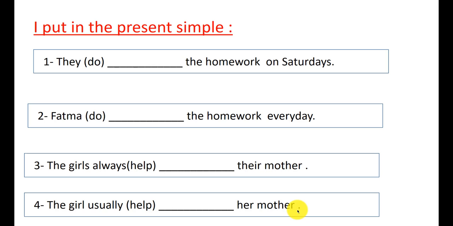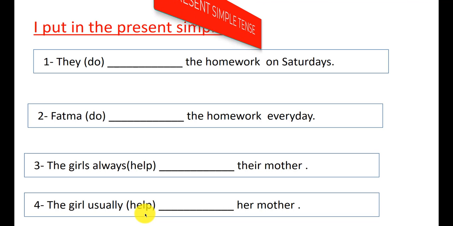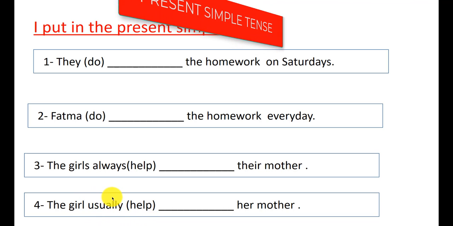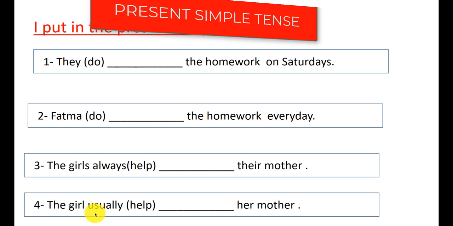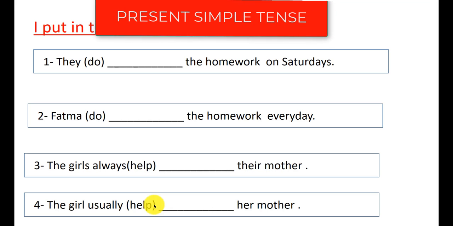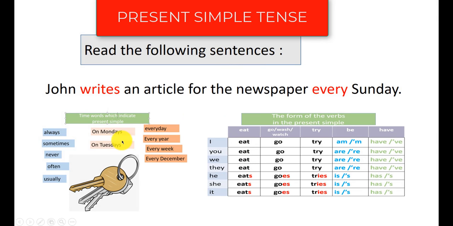Number 4. The girl usually, the verb is help, her mother. We have to put this verb in which tense? Yes, we have to find the time word. What is the time word here? Yes, it's usually. Okay, so what can we say? We go back to our table. Good, here. So we have usually. Yes, usually is used with the present simple tense. Good. The verb is help.